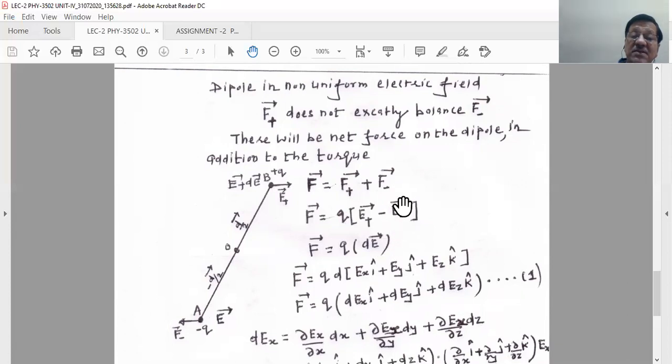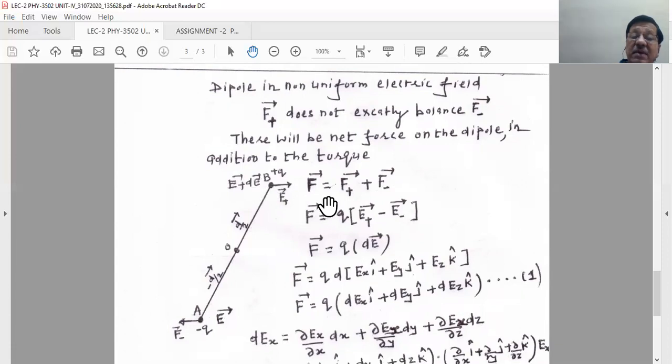E minus means electric field acting on the negative charges, E plus dE. So if you take this vector addition, you will have the difference in electric field is dE, because here the vector electric field is E, here the vector electric field is E plus dE. So the net electric field, you will see the net force acting on the dipole is equal to Q into dE. Please remember this dE, increment in electric field, which I said E plus dE.